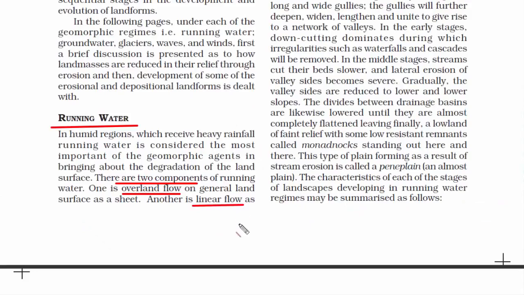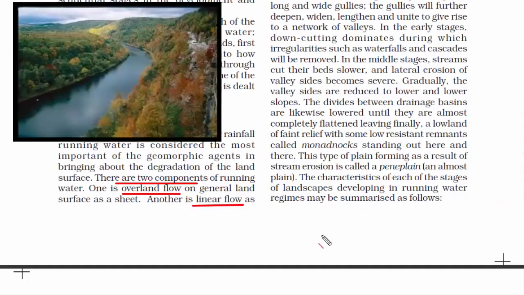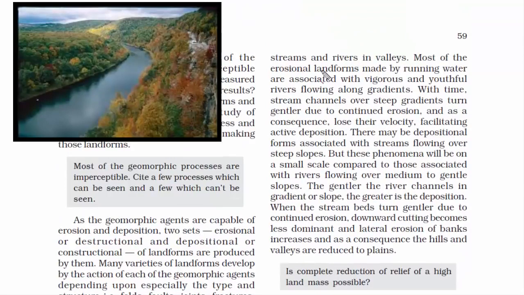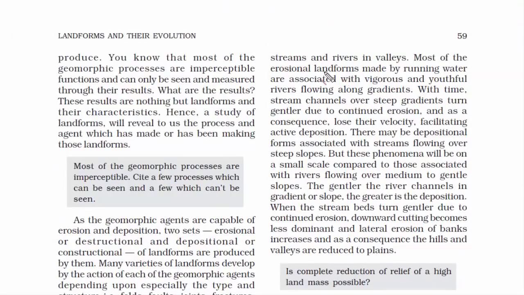The second component of running water is linear flow, which is basically rivers and streams that just flow naturally in a straight linear fashion on their own course path. So running water is considered the most important geomorphic agent when it comes to degradation of land. Now I'll explain how running water is such a powerful agent.